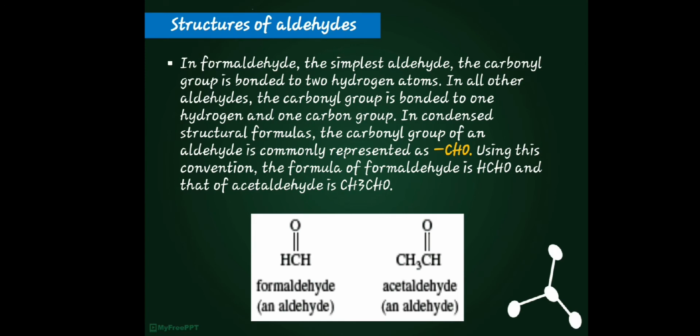So in the slides, it explains the structure of aldehydes. In formaldehyde, the simplest aldehyde, the carbonyl group is bonded to two hydrogen atoms. In all other aldehydes, the carbonyl group is bonded to one hydrogen and one carbon group. In condensed structural formulas, the carbonyl group of an aldehyde is commonly represented as CHO. So using this convention, the formula of formaldehyde is HCHO, and that of acetaldehyde is CH3CHO. So that was the chemical formula for formaldehyde and acetaldehyde.